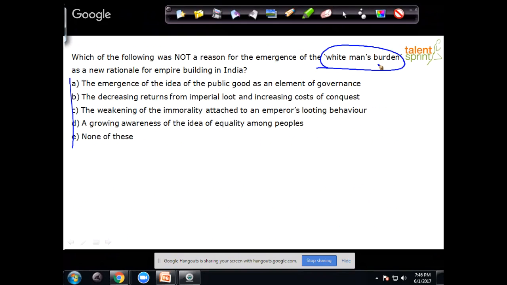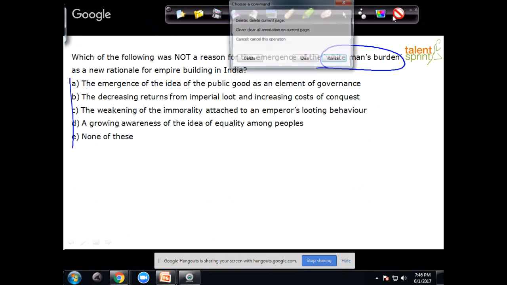A says the emergence of the idea of the public good as an element of governance. B says the decreasing returns from imperial loot and increasing costs of conquest. C says the weakening of the immorality attached to an emperor's looting behavior. D says a growing awareness of the idea of equality among people. None of these.